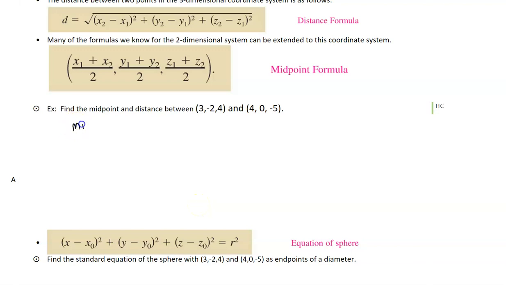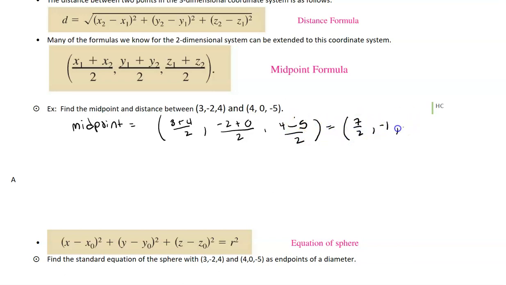The midpoint is just going to be averaging the x coordinates, 3 plus 4 over 2, averaging the y components, -2 plus 0 over 2, and averaging the z's, 4 plus -5 over 2. And so I get 7/2, -1, and -1/2.